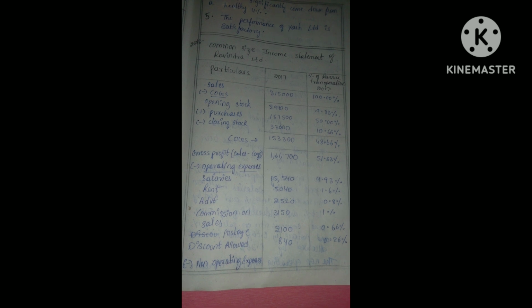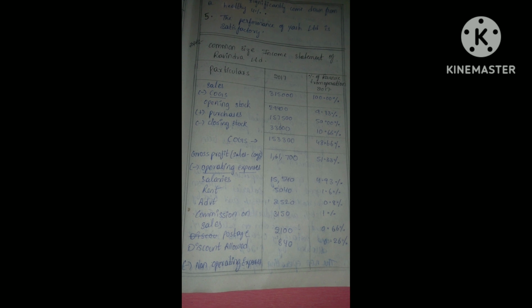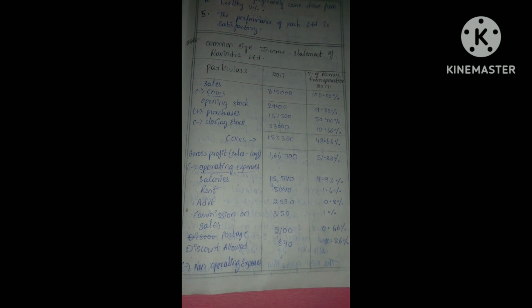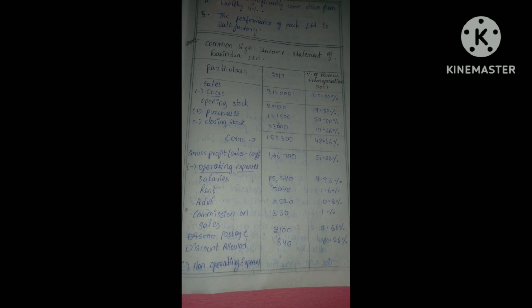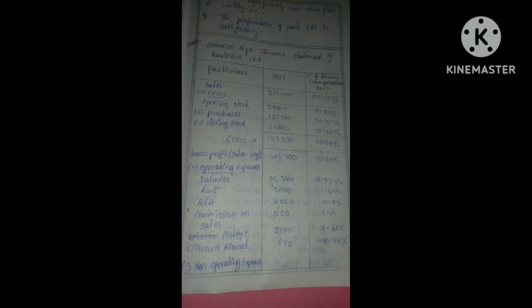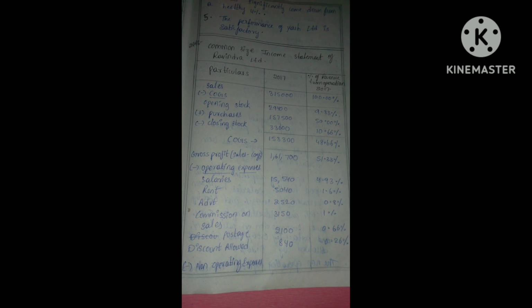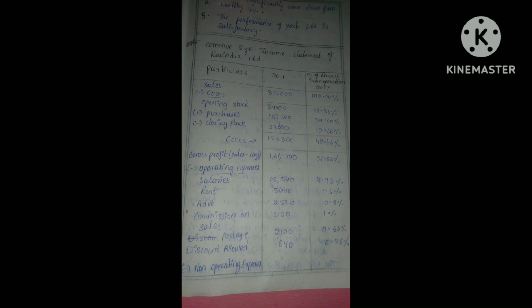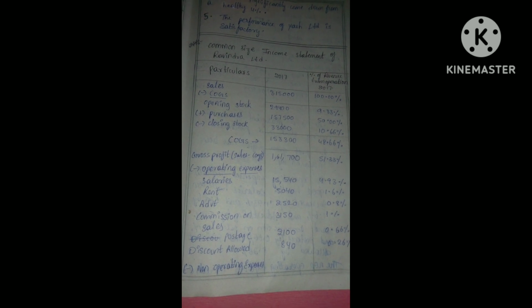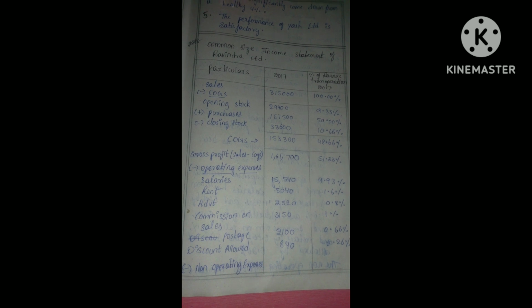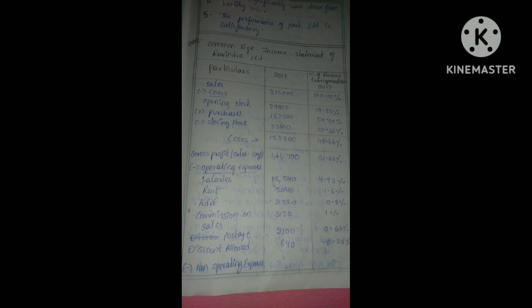Next we need to calculate purchases. So purchase value is 1,57,500. So 1,57,500 divided by 3,15,000 into 100, we will get 50%. Next closing stock we have to calculate. So value is 33,600. So 33,600 divided by 3,15,000 into 100. So we will get 10.66%. So now add opening stock, purchases and closing stock. So we will get cost of goods sold, that is 1,53,300 we will get, and the percentage is 48.66%.